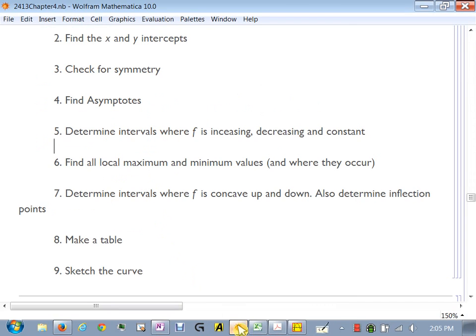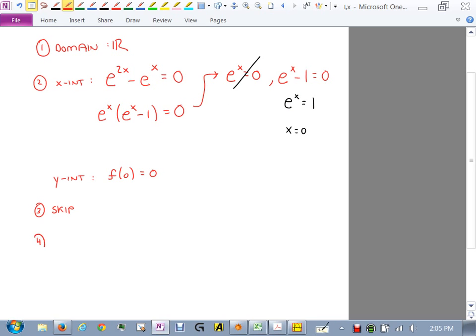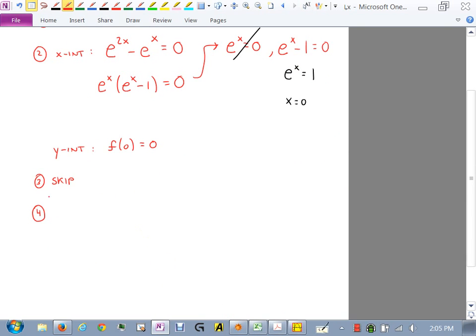What's our third step? Symmetry. Forget it. Let's just skip it. Fourth step, asymptotes. Sketch it. Table. Skip. We're done. Let's go. Vertical asymptotes. Do you have any places where you have fixed over 0? No. You have no fractions here.